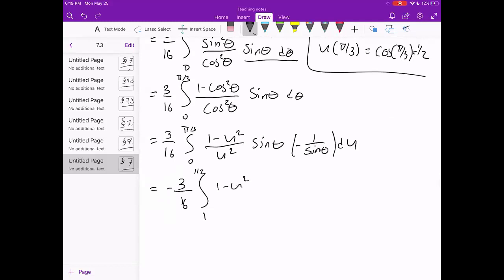1 minus u squared over u squared du. I'm going to let you guys fill in the steps here because this is a really long problem. So this is something that you can integrate now. Just break it up into 2 different parts. This will help you for your exams and things like that. But when you do this integral, you're going to get positive 3 over 32. And so I'm leaving that for you guys to work through.